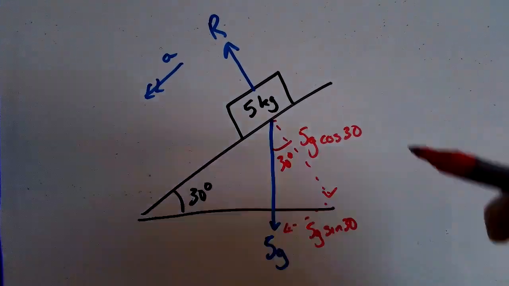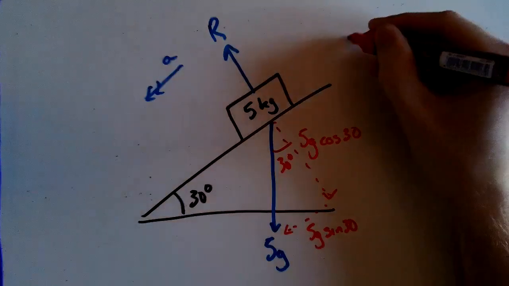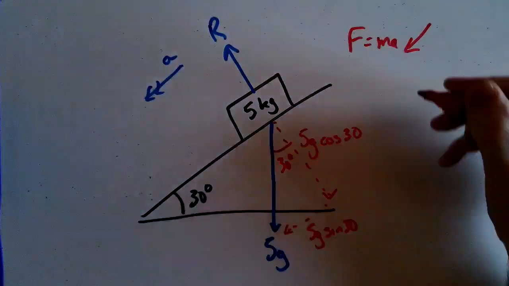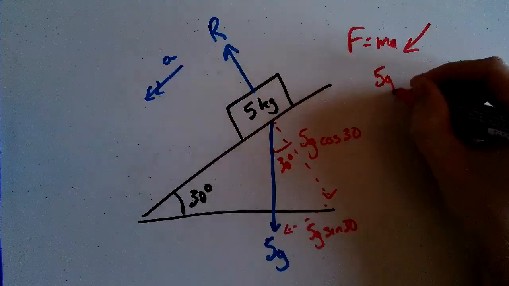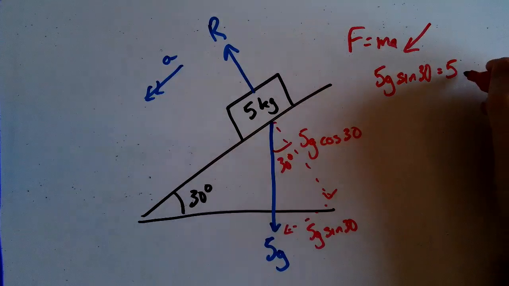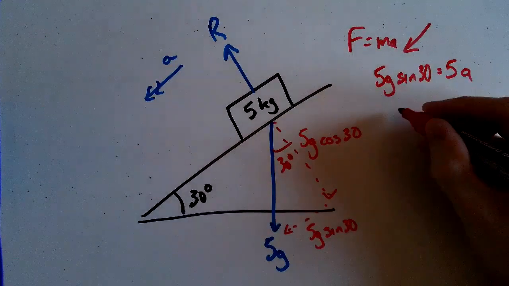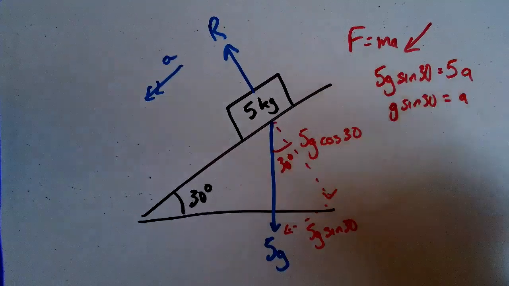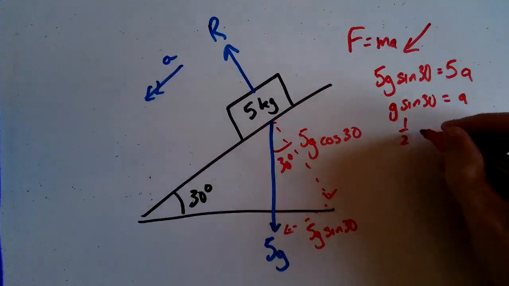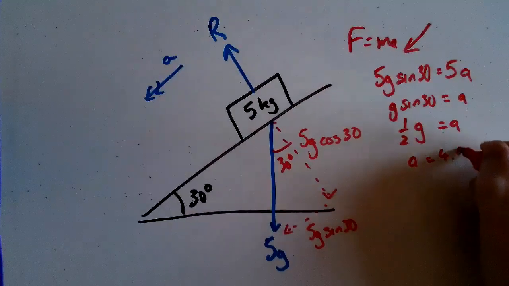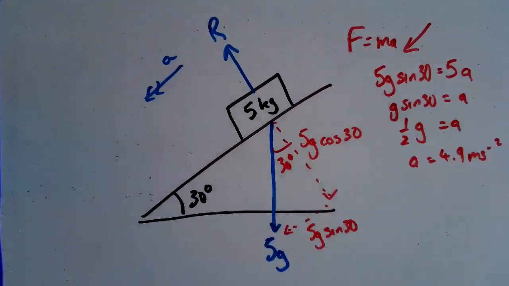And now I want the acceleration, so I'm going to do F equals ma in that direction. So I've got my force going down the slope was 5g sine 30, so that must equal the mass, so 5 times a. Well, the 5's cancel out, so g sine 30 is a, and sine 30 is just a half, so I get half g equals a, or if you type in the calculator, 4.9 meters per second squared.